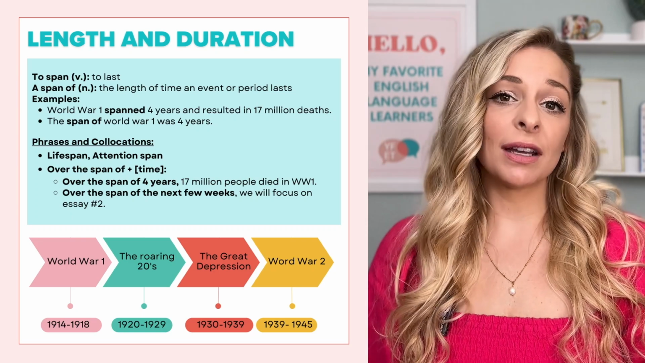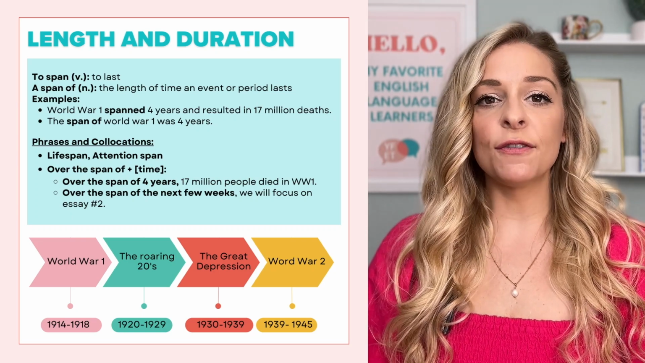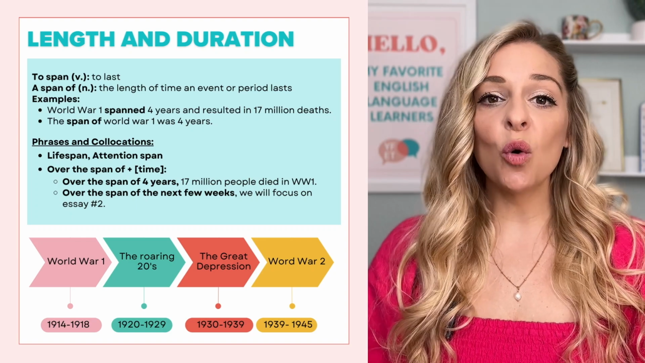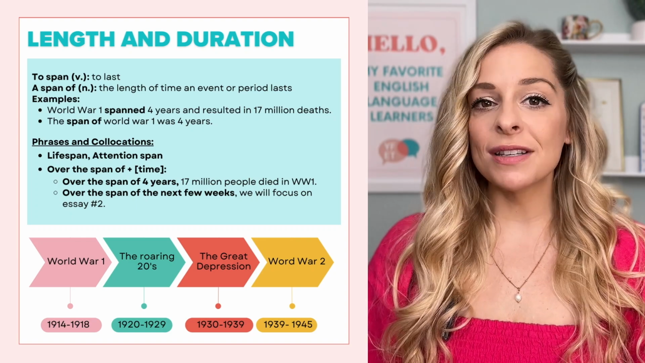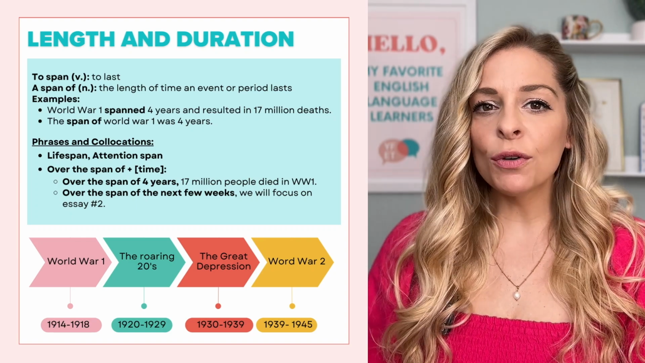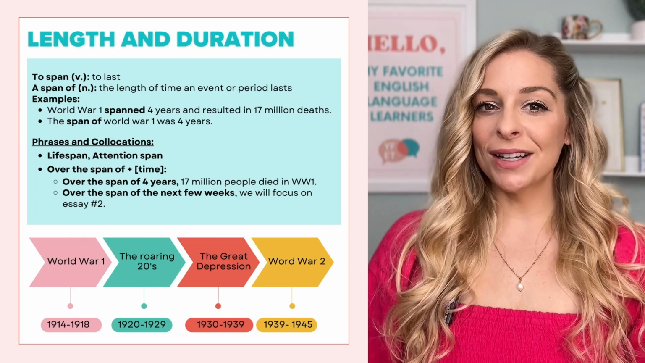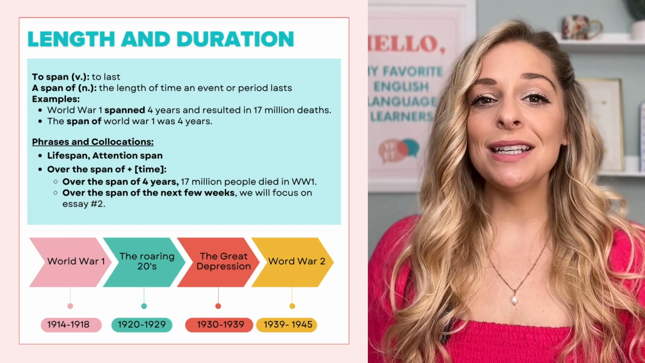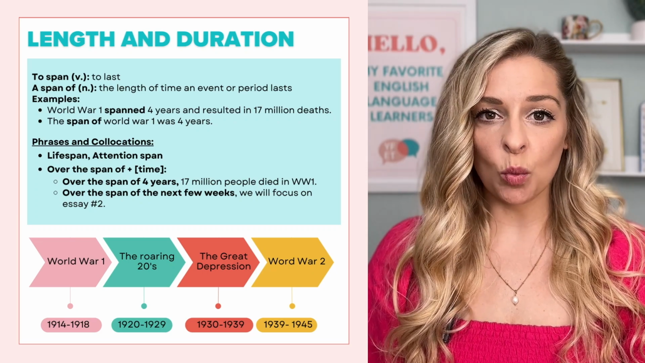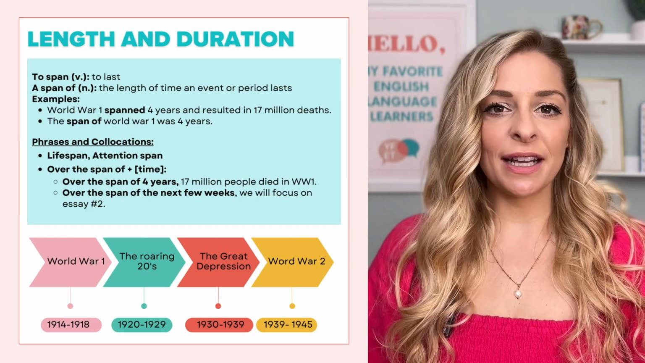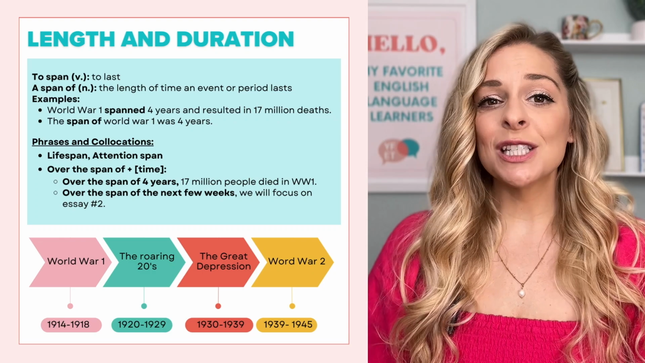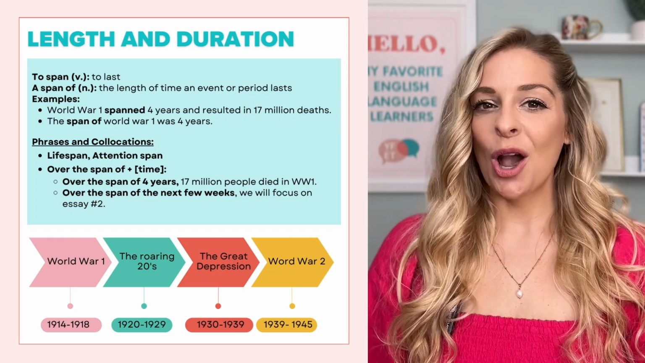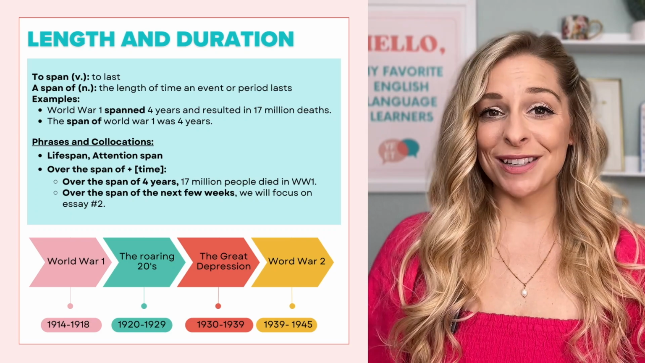Now, coming back to talking about history, we often see the phrase over the span of plus a time. Over the span of. This means over the period of time. For example, we can say, over the span of 4 years, 17 million people died in World War I. Or an example from your everyday life, you might hear, over the span of the next few weeks, we will focus on essay number 2.